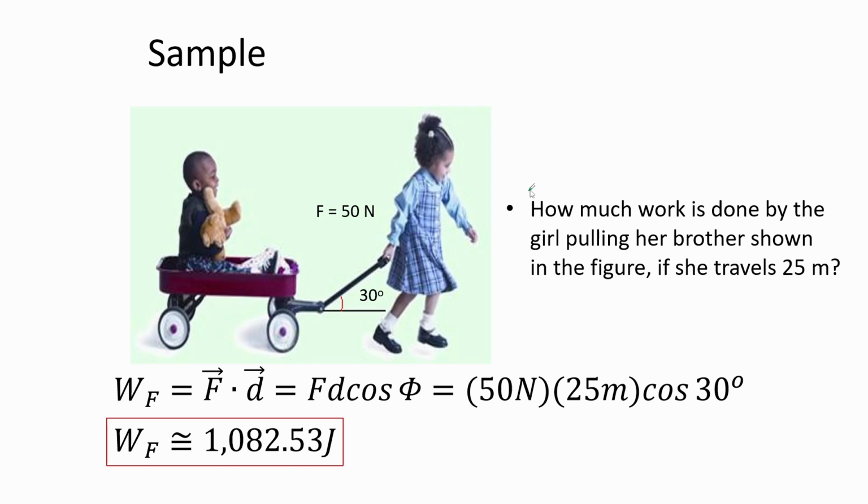Here we have an example. The question is how much work is done by the girl pulling her brother shown in the figure if she travels 25 meters. So clearly, your d here is the 25 meters. The force is this one, but it is F dot d. So what is the angle between them? Between the force and the displacement is 30 degrees. So 15 newtons times 25 meters cosine 30 degrees gives you roughly 1082.53 joules.